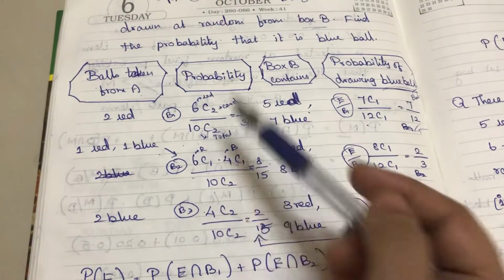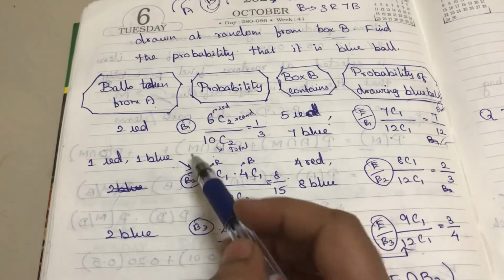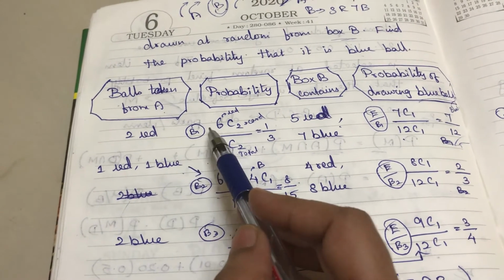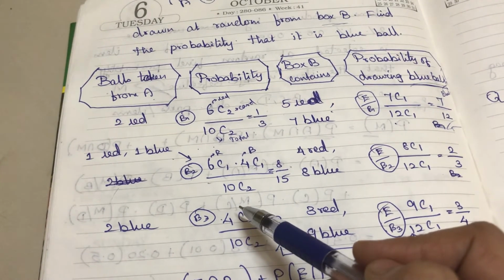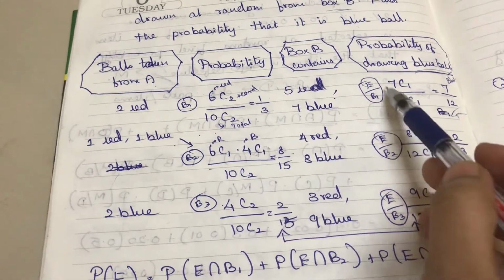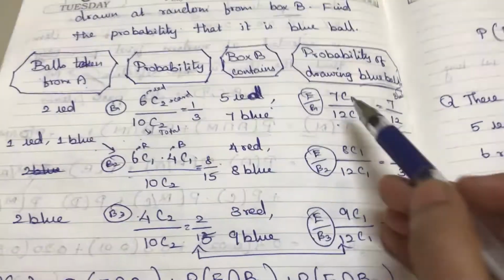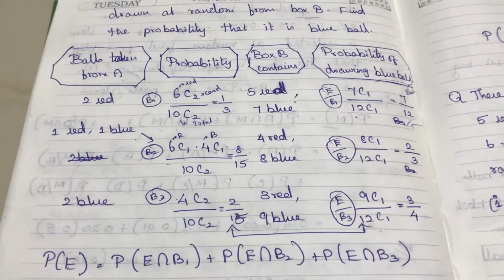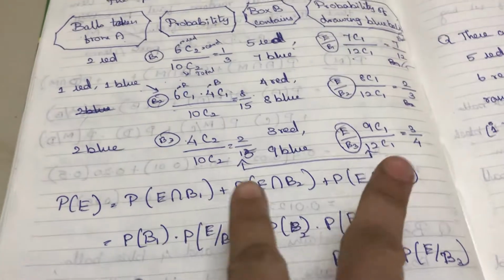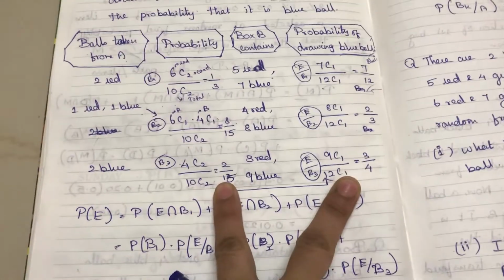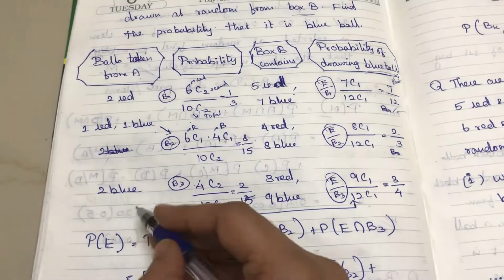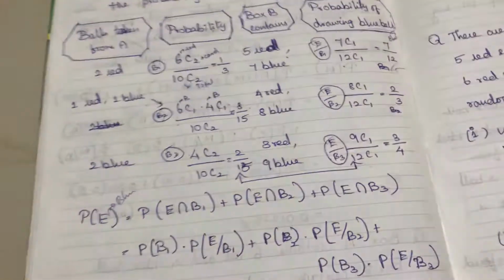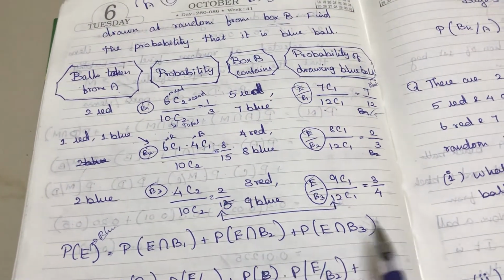I'm just taking these probabilities as B1, B2, B3, like balls B1, B2, B3. Then I can easily say this is E by B1, E by B2, E by B3. So what I need to do is multiply these two things. So P of E, what is the probability of the event? This event should have only the blue balls, right? Which is equal to E and B1, E and B2, E and B3.